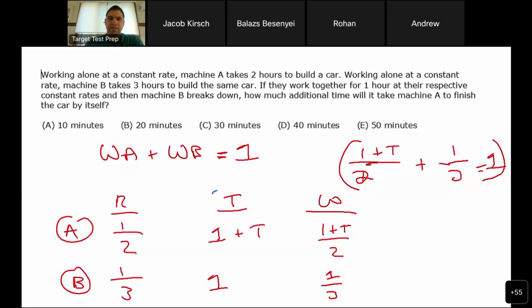Multiply the whole thing by 6. That's going to give us 3T plus 3, I just wrote it backwards, plus 2 is equal to 6. That's going to be 3T is equal to 1. T is equal to 1/3, which is, of course, 20 minutes.